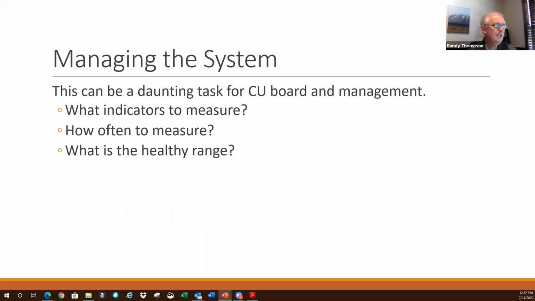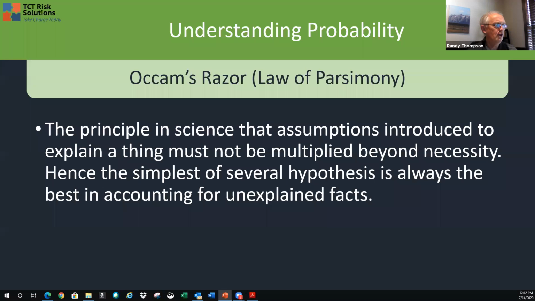So the key here is, what indicators do we measure? How often do we measure? What's the healthy range that we're looking at? What's the 120/80? And when we do this, what I like to point out is Occam's razor, which comes from statistics. It's the principle in science that assumptions, I'm not going to read this whole thing, it's kind of boring. Basically, it says the simplest answer is usually the best.